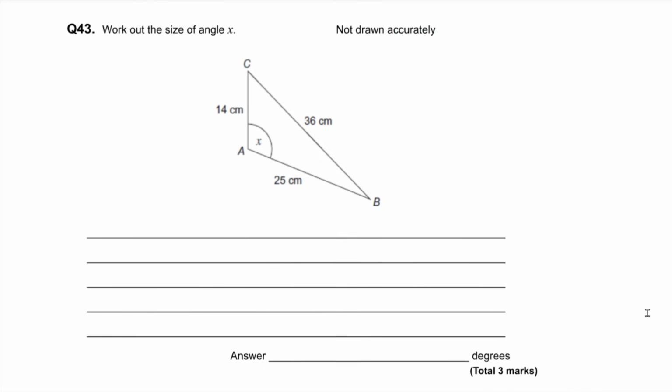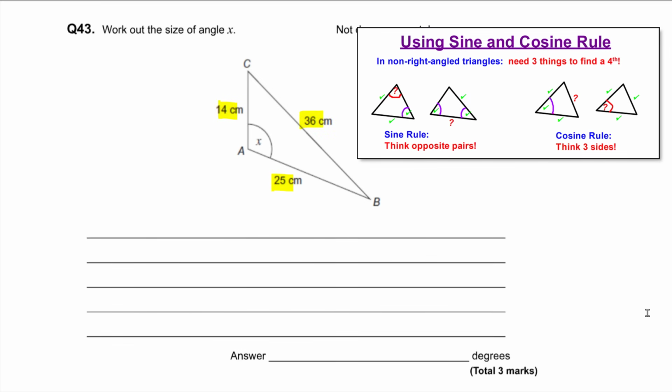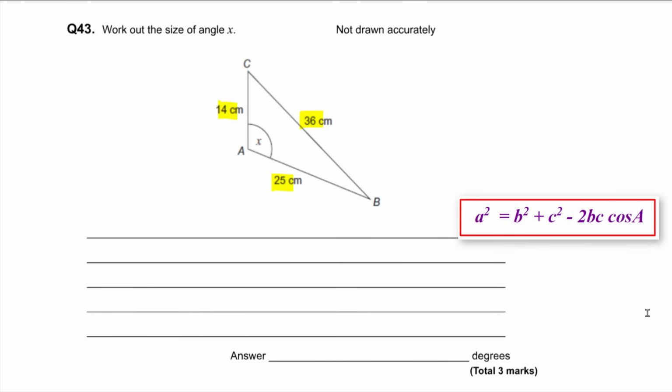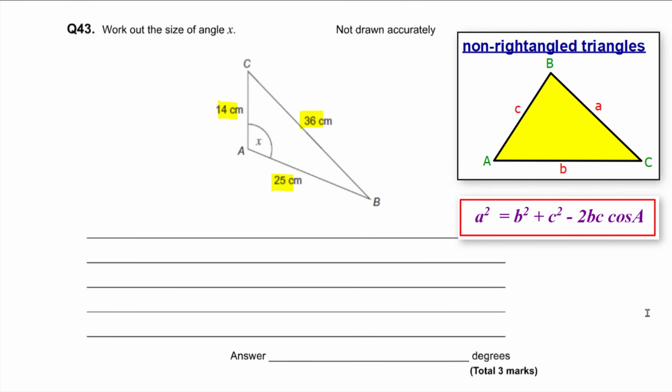Question 43, work out the size of angle X. Now, this is a find an angle question, but notice again, we've been given 3 sides, 14, 25, 36. 3 sides, going to be the cosine rule. Okay, so let's label up our sides. A is opposite A, so that's a little a there. C is opposite C, B is opposite B. We want to find the angle at A.